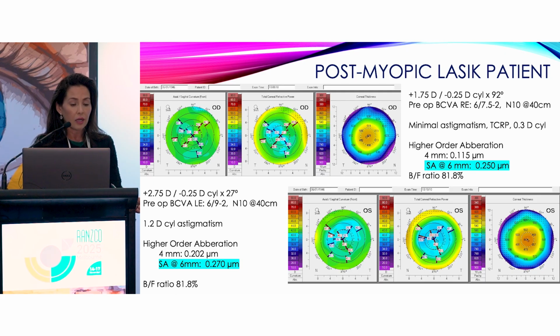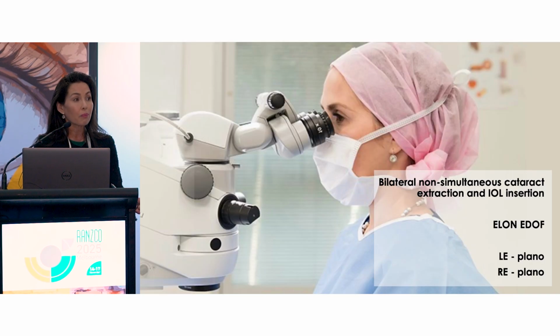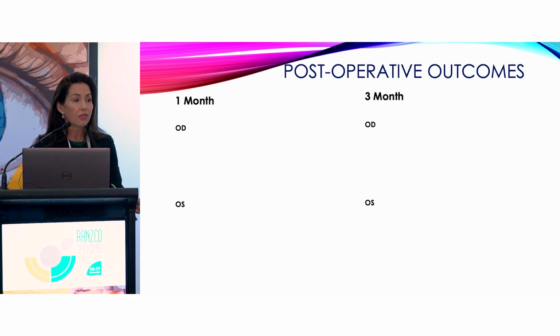in the left eye. And for these patients, I'll always look at the higher order aberrations when thinking about a presbyopia correcting lens, and also carefully look at the spherical aberration because that will guide which EDOF I might use. But the Eloon EDOF is neutral, so you don't have to think too hard about it. So she underwent bilateral, non-simultaneous cataract surgery aiming for plano in both eyes, and these are the results.